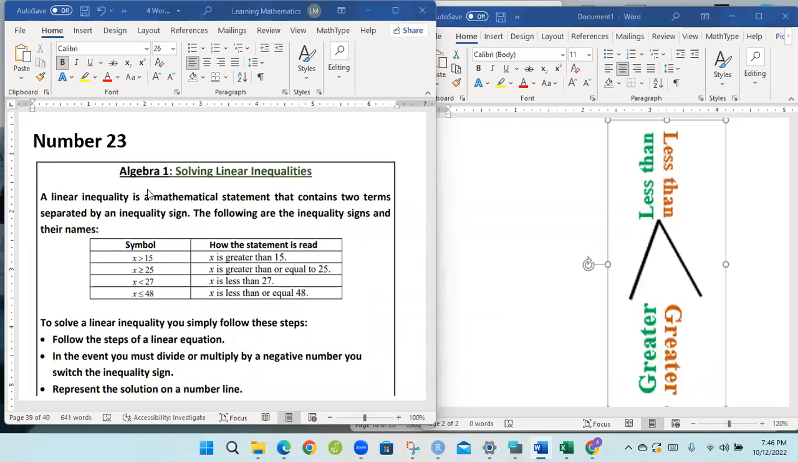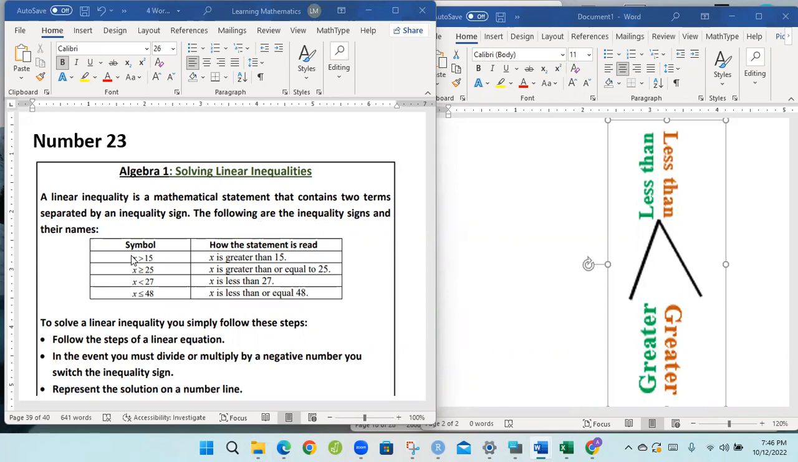Unit 23 says, Algebra 1, solving linear inequalities. A linear inequality is a mathematical statement that contains two terms separated by an inequality sign. The following are the inequality signs and their names. Symbol, always start with the X. X is greater than 15.